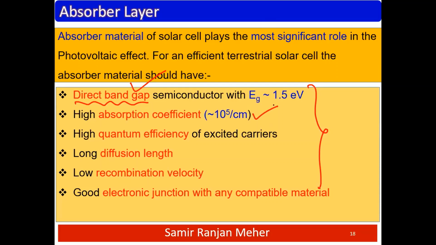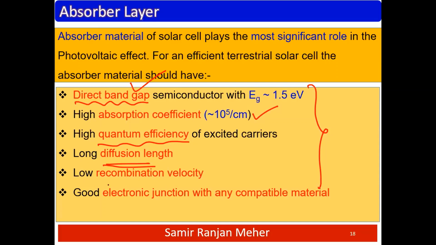And another important criterion, it should have a high absorption coefficient of the order of 10 to the power 5 per centimeter. Then only it can absorb maximum light from the source. Then it should be able to effectively convert the light into electron hole pairs, which is called the quantum efficiency. It should have a long diffusion length, because as we discussed, the efficiency depends on the diffusion length of the electron and hole. The more the diffusion length, the more effective the separation of the electron hole pairs.